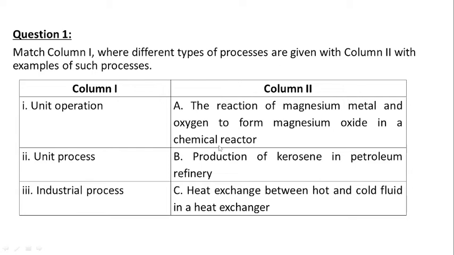From A to C. Production of kerosene in petroleum refinery is the unit operation. Yes. Unit process is the reaction of magnesium metal to form phase change in the first. Second we can match with second. And third, the heat exchanger between hot and cold fluid in the industrial process. Can you give an example of industrial process?